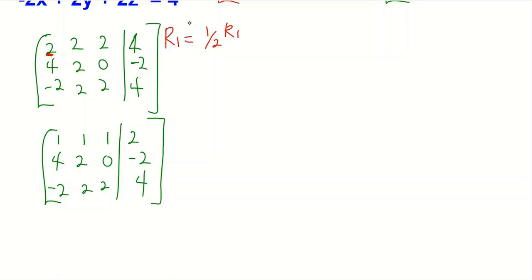Now the next agenda is for us to change the 4 in row 2 to 0, and we can do that by considering the pivot in row 1. And since the effect is going to happen in row 2, we can write row 2 is equal to, how do we get the formula? So we can get it by doing this simple illustration.